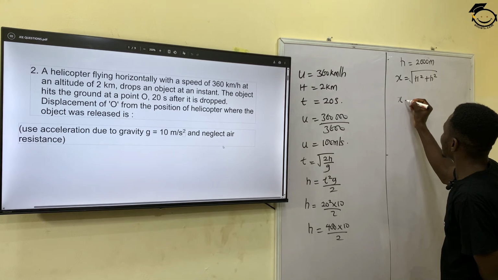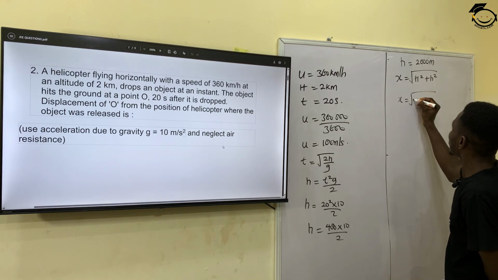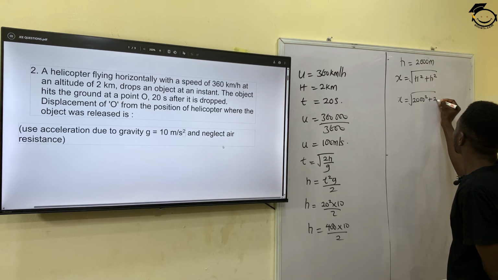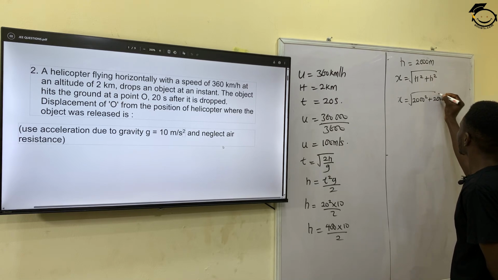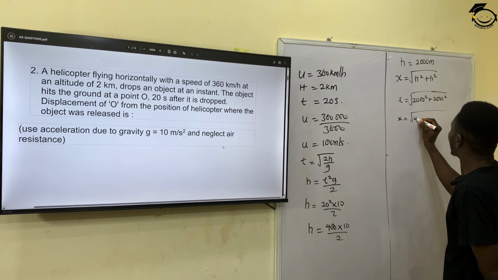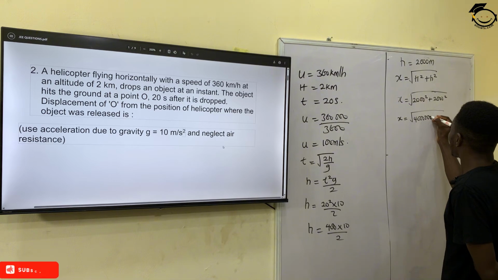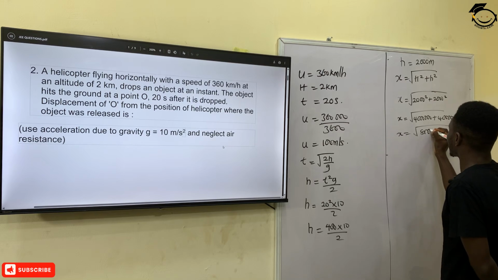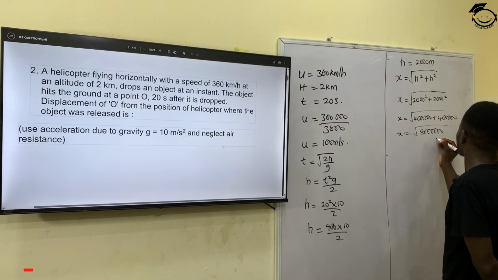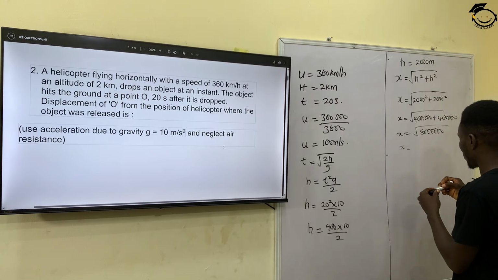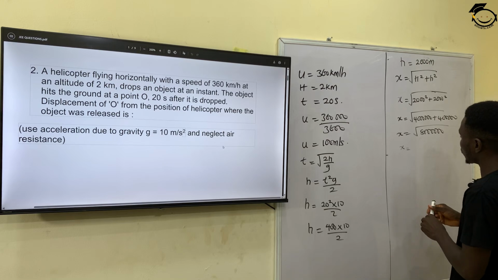So it means that my x is equal to the square root of 2,000 squared plus 2,000 squared. So at the end of the day, this will give me the square root of 4 million plus 4 million. So I'll have the square root of 8 million. So this means that my x is equal to the square root of 8 million. How do I find the square root of 8 million?